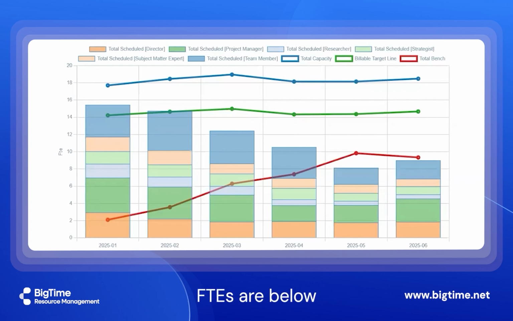If my scheduled FTEs are below the billable target line, I'm falling short of revenue goals. Right? I want that to be right at that line, but no more than my blue line. And again, if we're consistently scheduled above our total capacity, I'm risking burnout, turnover, and missing delivery deadlines as well. This isn't just a capacity report, it's your control panel for margin. With this view, you can balance staffing levels, optimize bench allocations, and ensure your team is properly, consistently aligned to revenue and utilization targets without burning them out.